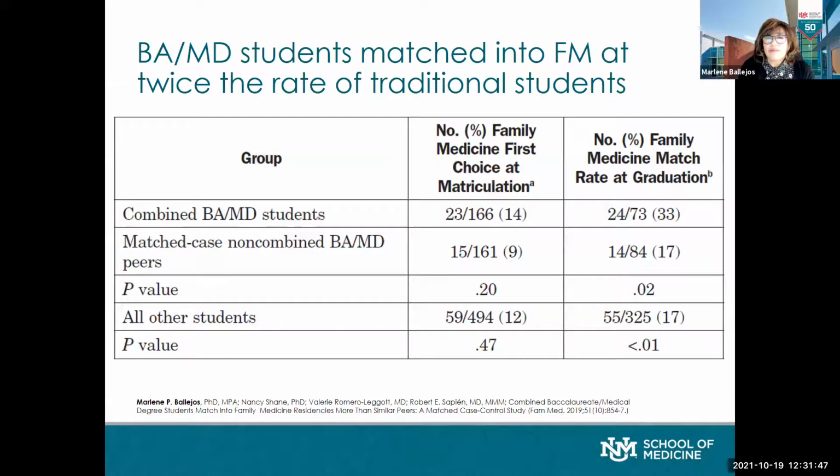The BA/MD students: I actually co-authored a study that we recently published in the Journal of Family Medicine. We sought to evaluate whether the UNM combined BA/MD program increases the likelihood that students would match into family medicine. And this shows that our UNM BA/MD students were twice as likely to match into family medicine at graduation than our other regular non-BA/MD group of students.